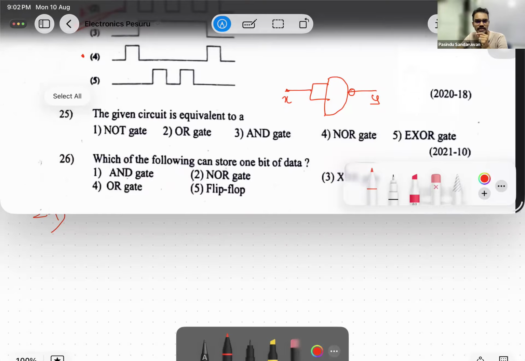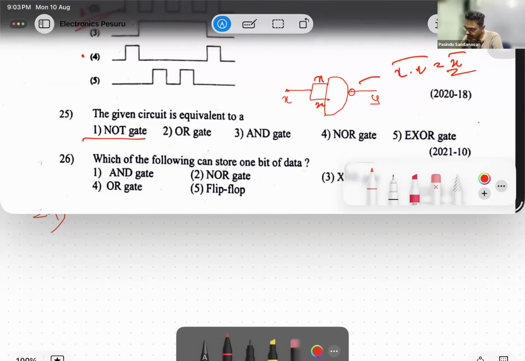If only one input is given, only the NOT function will work, right? If this is x, this is like x and x. Then what you are getting out is x dot x, no? X dot x is x, that is x bar, the NOT gate.